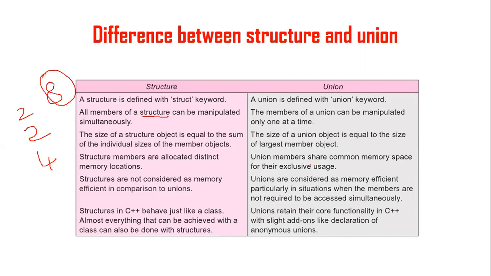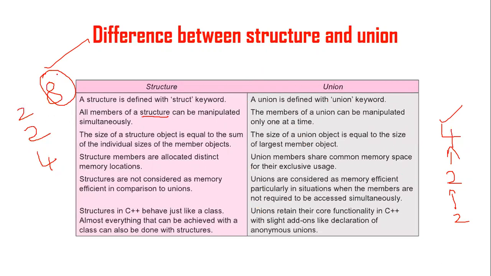But whereas here in a union, you are going to allocate only 4 bytes of memory area. In this 4 bytes of memory area, whenever it's required, 2 bytes will be allocated. And again, when it's required, another 2 bytes will be allocated, because they are going to access it one by one. Here you need 8 bytes, whereas here you need only 4 bytes.